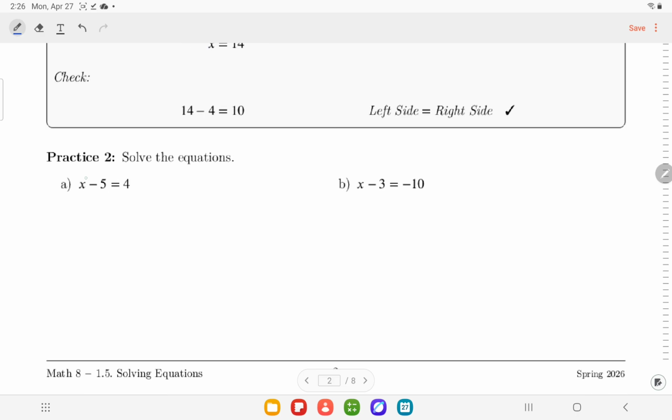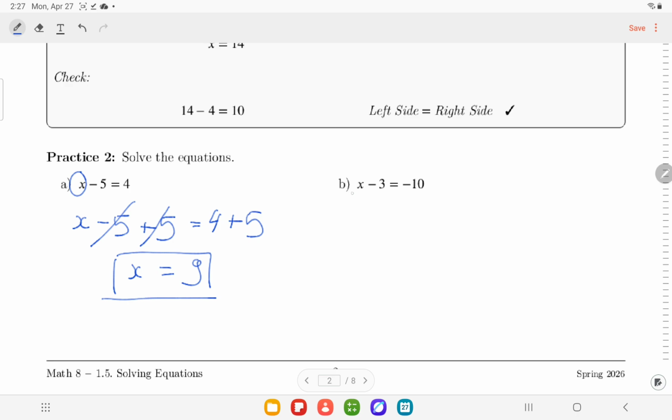Once again, here we are looking for our unknown, but this time we are subtracting 5. So in order to get rid of this 5, we're going to add 5 to it because negative 5 plus 5 is 0, so these are going to cancel out. And whatever we do to our left side, we are also going to do to our right side. So we are going to end up with 4 plus 5. So we're going to end up with x is 9.